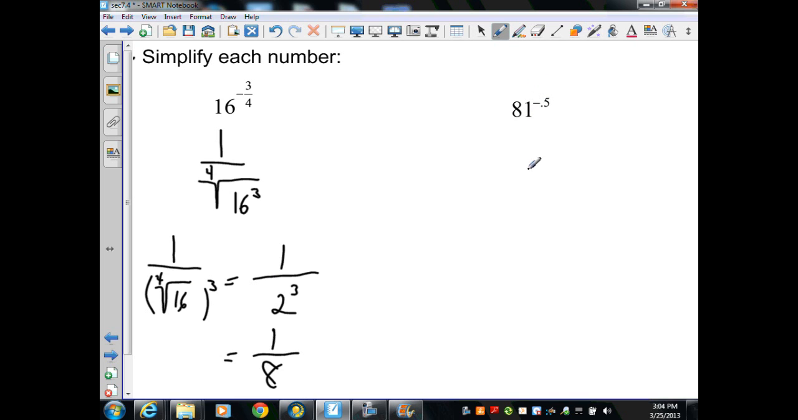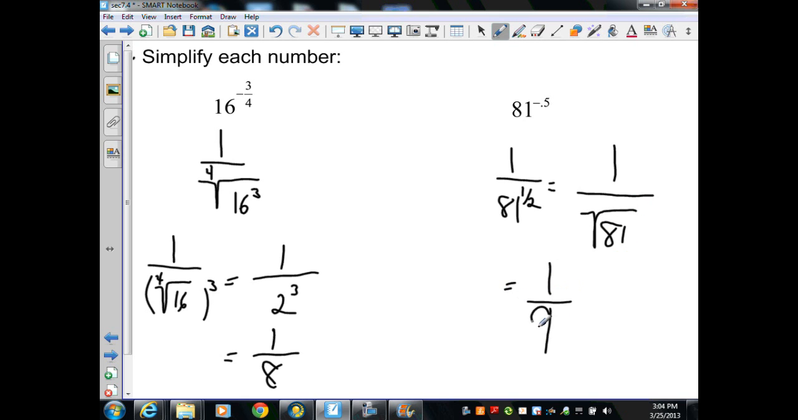Here I have 81 to the negative 0.5 power. My exponent is negative, therefore 81 will go into the denominator, leaving 1 on top. My exponent will become positive when I drop 81 to the denominator, and 0.5 is going to give me 1/2. Or I could write that as a radical, which is the square root of 81. Then I can simplify, and I get 1/9.